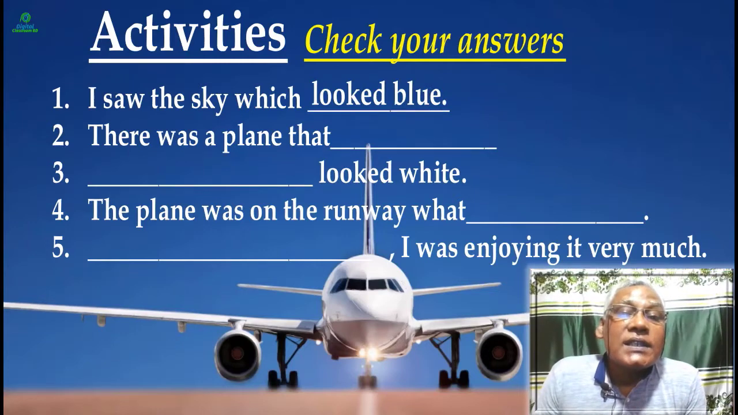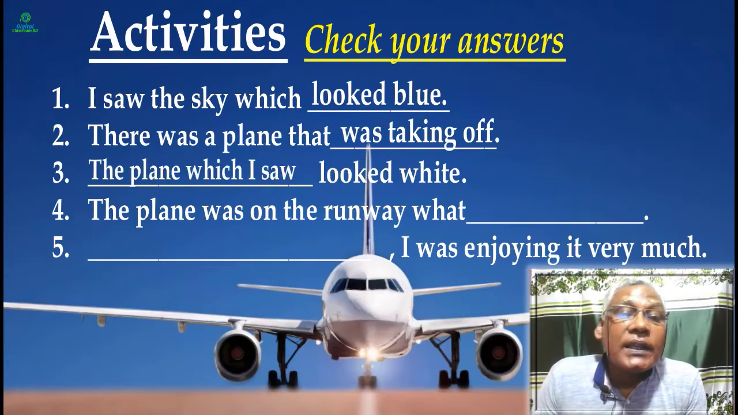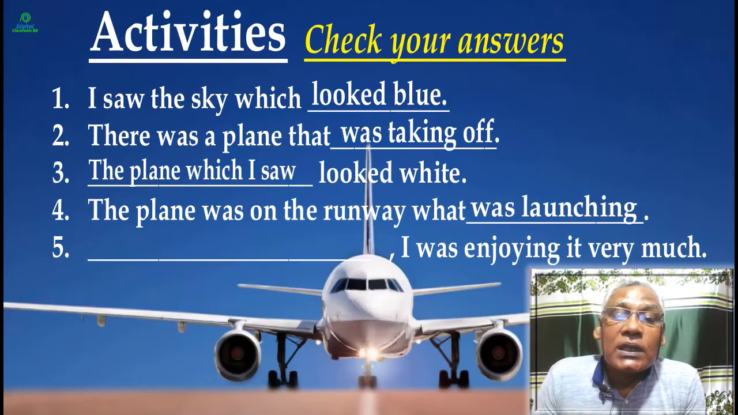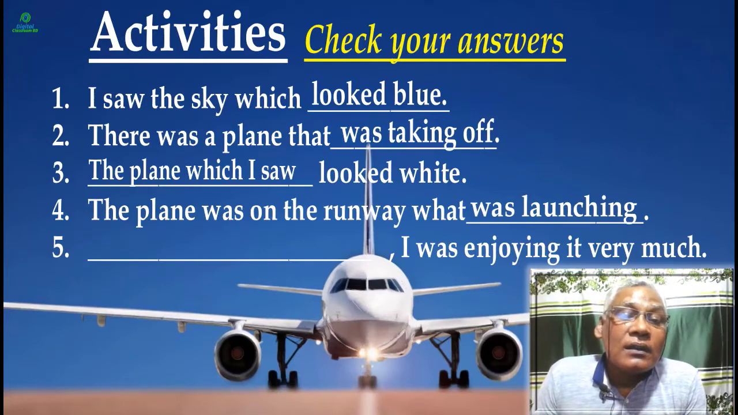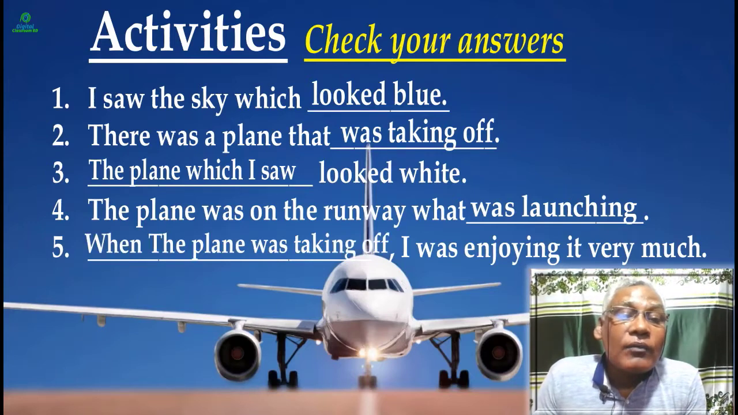Okay. I saw the sky which looked blue. Have you noticed? Number 2. There was a plane that was taking off. You can also use who here. There was a plane which was taking off. Number 3. The plane which I saw looked white. Okay. And the plane was on the runway. What was launching? The plane was on the runway. What was launching?